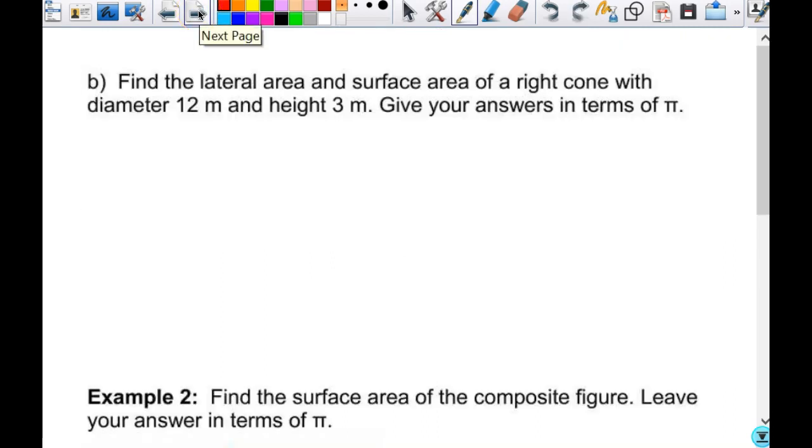It says, find the lateral area and surface area of a right cone with a diameter of 12 meters and a height of 3 meters. Give your answer in terms of pi. So I'm going to give you a minute while I go check roll, to draw and label this and find this answer, and then we'll talk through it together.